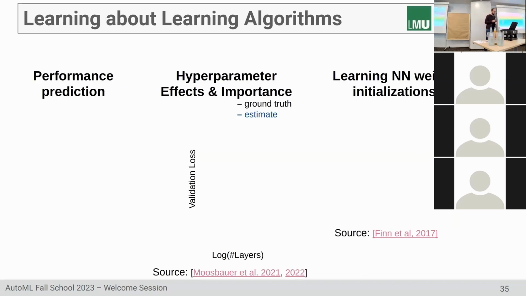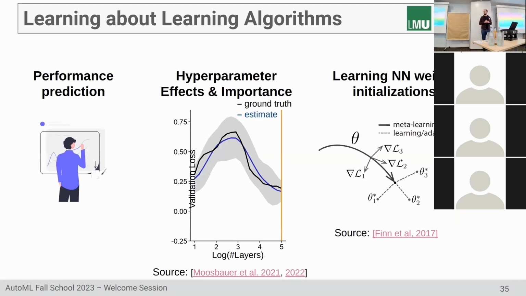But briefly, two, three things that I want to mention before moving on here. The first thing that can be done is performance prediction. One can actually predict the performance of algorithms across data sets to try to select the best algorithm class, for example.